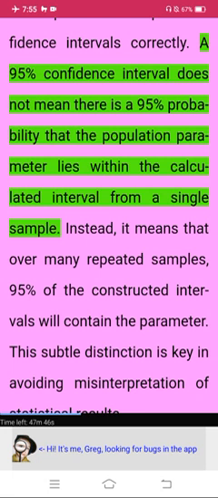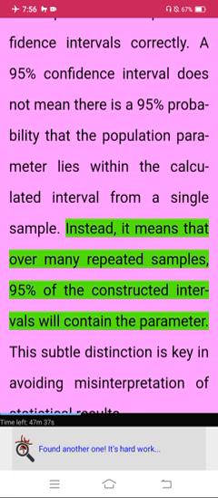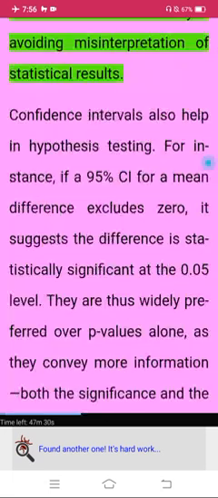A 95% confidence interval does not mean there's a 95% probability that the population parameter lies within the calculated interval from a single sample. Instead, it means that over many repeated samples, 95% of the constructed intervals will contain the parameter. This subtle distinction is key in avoiding misinterpretation of statistical results.